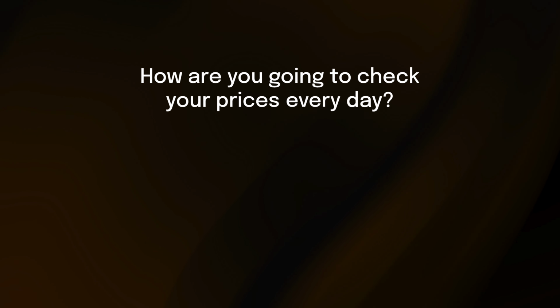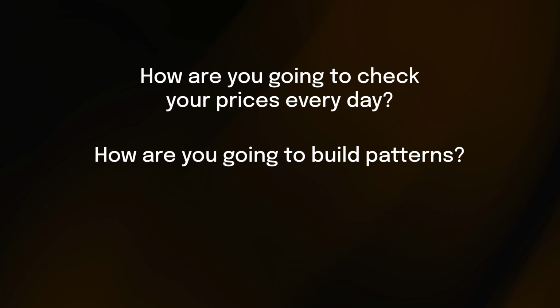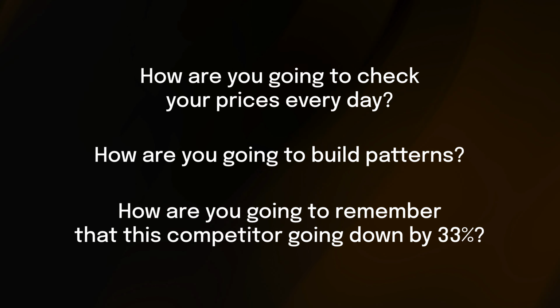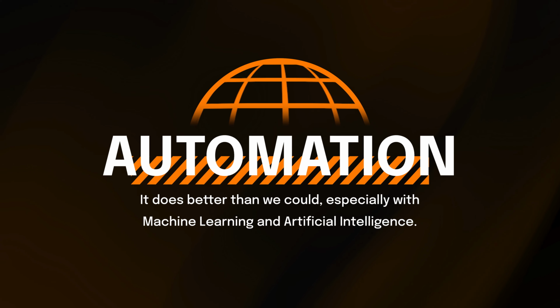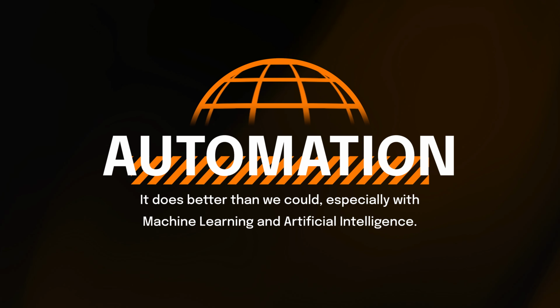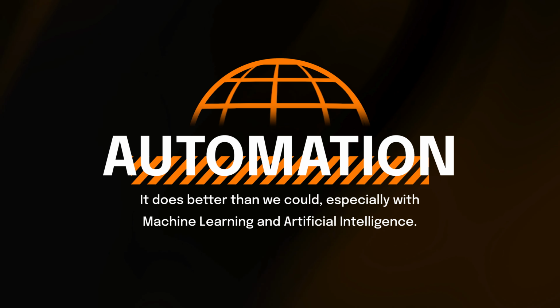How are you gonna check your prices every day? Your competitors, how are you gonna build patterns? How are you gonna remember that this competitor going down by 33%, calculate a formula? It just doesn't make sense to me. Use automation when you can. It does better than we could, especially with machine learning, especially with artificial intelligence. It frees the focus so you can focus on bigger things. You can focus on growing your catalog, finding better products, focusing on different parts of your funnel.